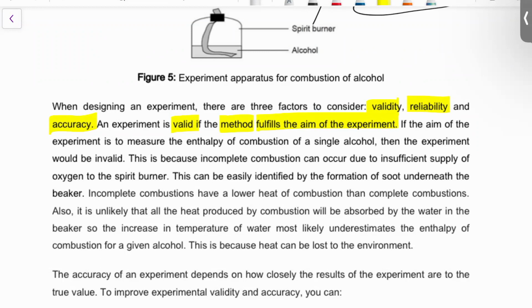So when you're doing a scientific report, you write your hypothesis, you write your aim, you go into your equipment and then your method, yeah? That aim that you try to achieve, if your method fulfills that aim, then it's valid. If your method doesn't fulfill that aim, then it's not valid.